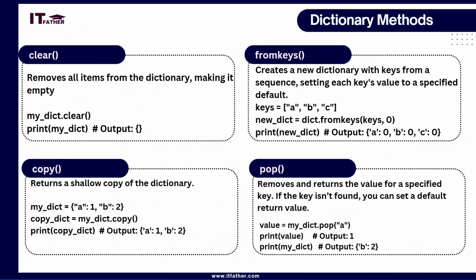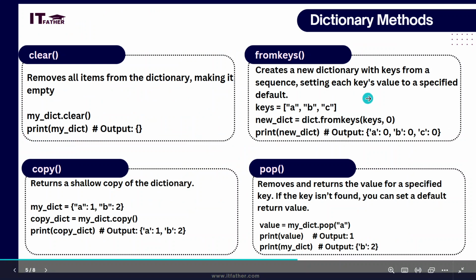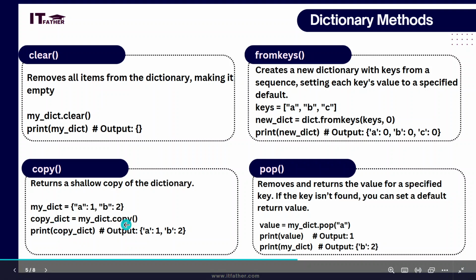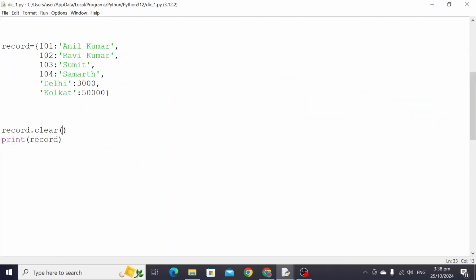Okay, so next we have copy. First of all, the copy function will return a shallow copy of the dictionary. It means if we have dictionary 1 with A and B, and you are copying a dictionary to another dictionary, then you will get the same copy of the dictionary. So if you want to create another copy of one dictionary, then use copy.